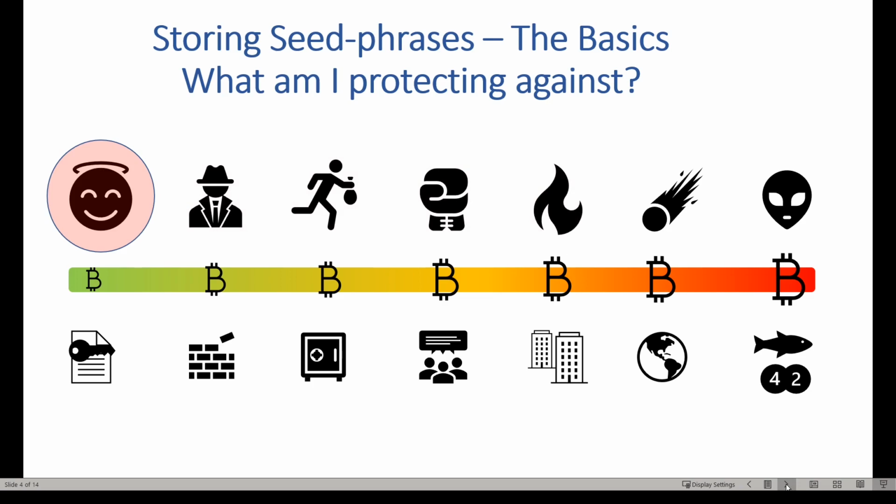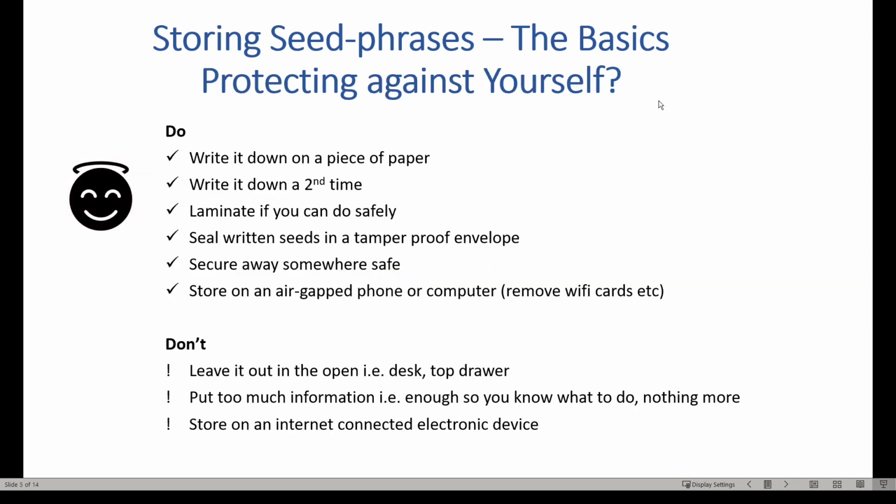So let's have a look at our first thing we should be protecting against, and that is protecting against yourself. So what kind of things can we do to protect against ourself? So first and foremost, if this is just basic 101, if you've got a seed phrase, write it down on a piece of paper. That's bare minimum. If you're not recording your 12 words or your 24 words, if you're not recording that seed phrase, that is a recipe for disaster.